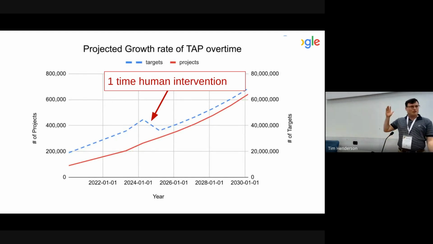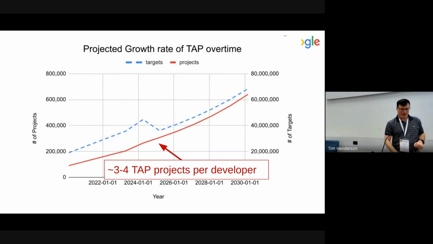We had a one-time human intervention that deleted a lot of auto-generated test suites that were testing various things. And right now, in 2025, we have approximately 3 or 4 CI projects per human developer, which is quite a lot of CI projects. And so if you were thinking about having developers make manual changes to the configuration, even if it's a very simple change, they're going to have to make it at least 4 times.